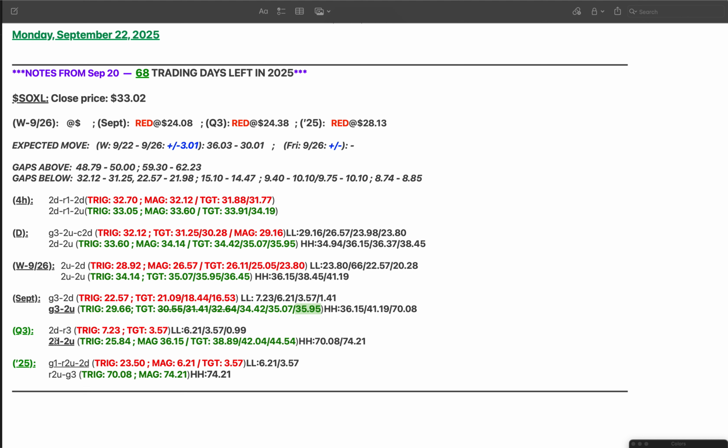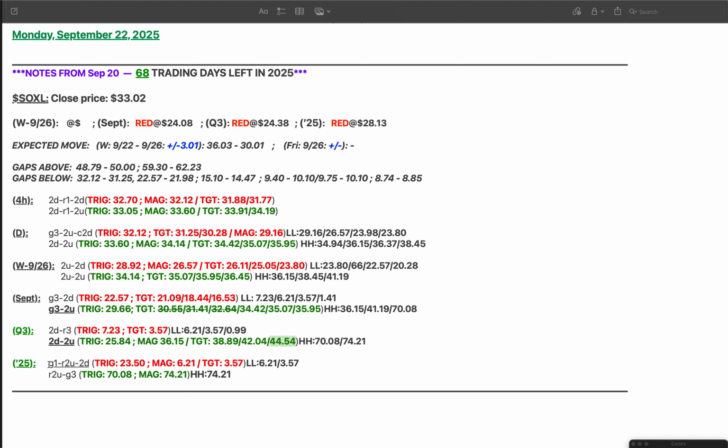From the quarter perspective, we have that 2 down, 2 up, the reversal triggered at 25.84. We're looking for that 36.15 as the magnitude, right? If we do reach that 36.15, remember it triggers that one combo 2 down, 2 up. So we would have a higher target of 38.89, 42.04, and 44.54.